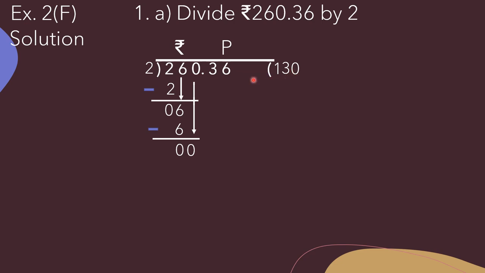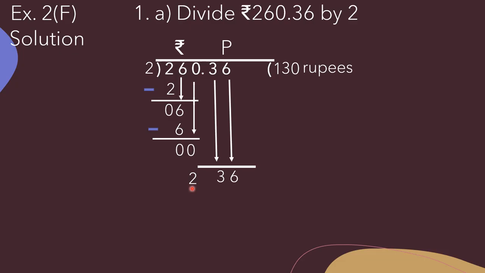So now we have solved our rupees column because here the remainder is 0. So 130 rupees are there. Now we have to divide 36 paise by 2. So we will bring down 36 paise here, and now we have to divide it by 2.